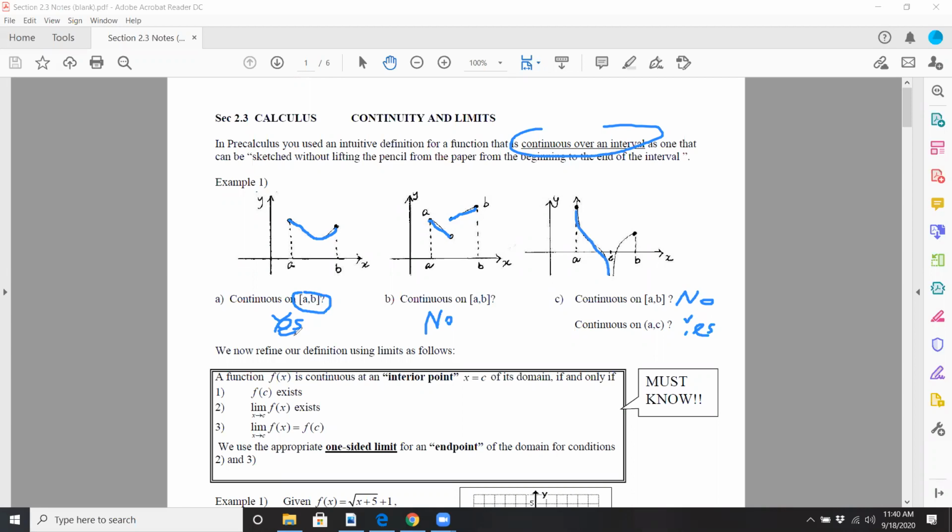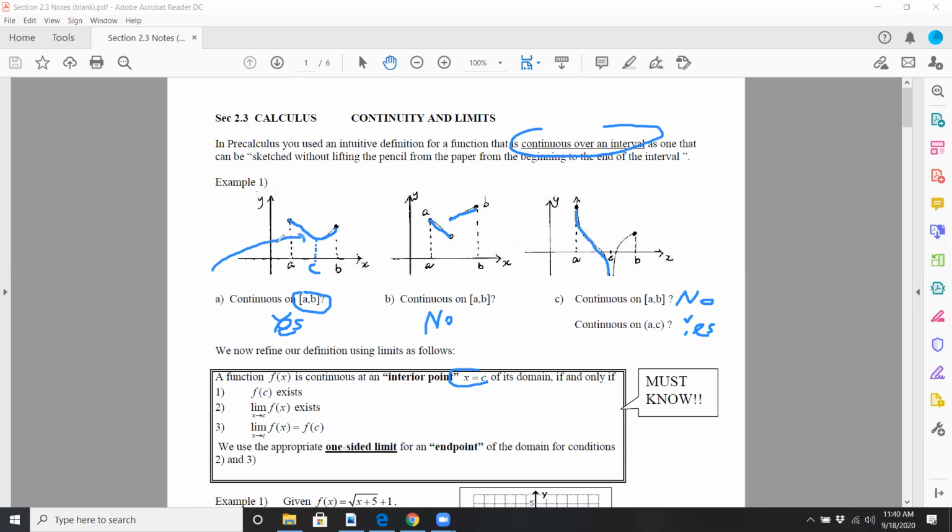So we refine our definition using limits as follows. A function f of x is continuous at an interior point, x equals c, if and only if the following are true. f of c exists.